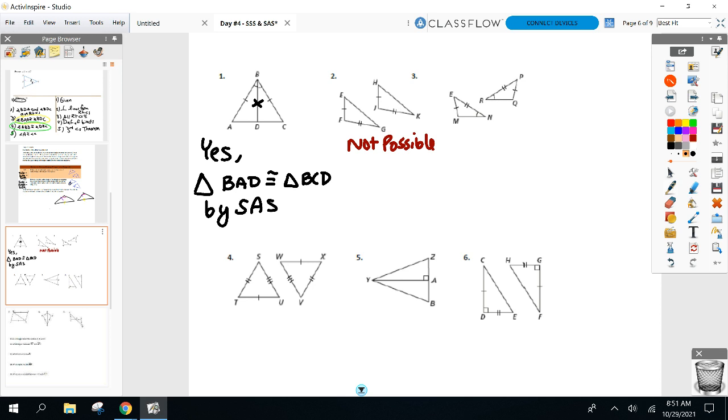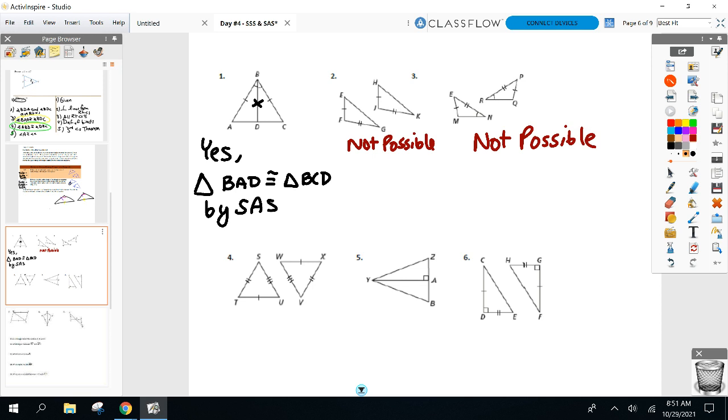How about 3? Is it side angle side? No. Why not? I got 2 sides and an angle. Great. The angle is not in between. So the angle has to be there. In this case, the angle would have had to been E and P. Right? Because the angles have to be in between the 2 sides. N's not in between.